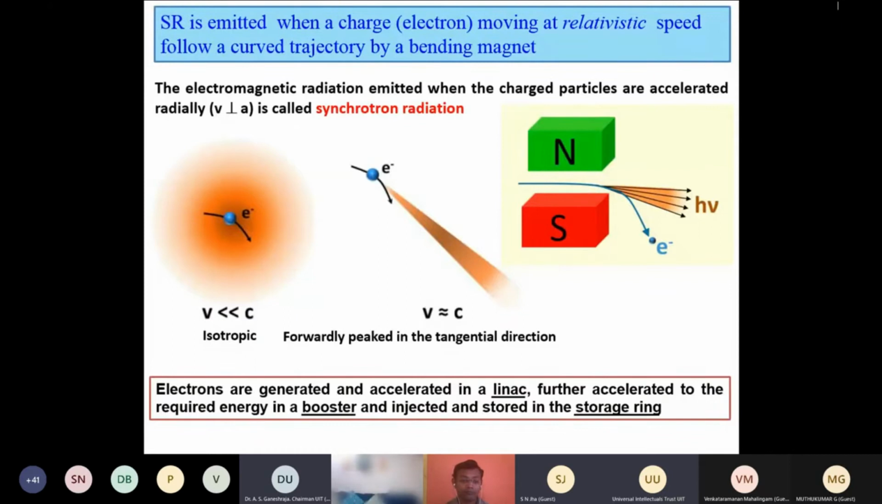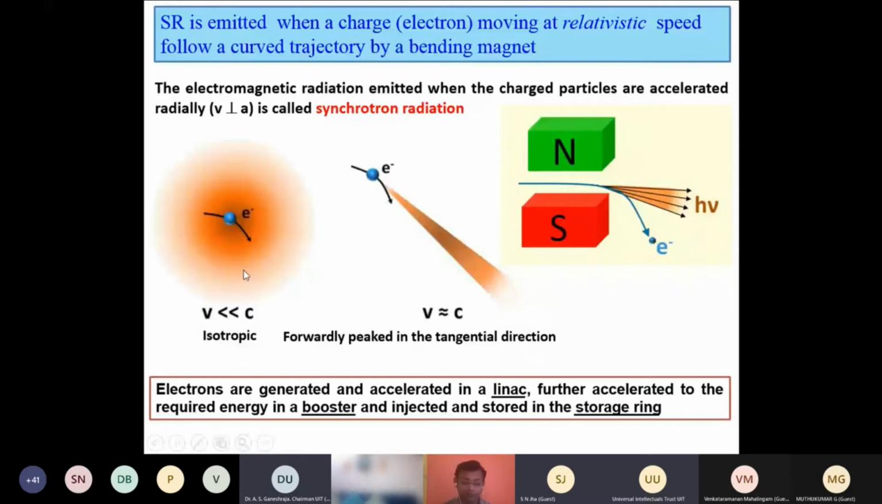Basically, synchrotron radiation is emitted when a charge, normally an electron, moving at a relativistic speed follows a curved trajectory through a suitable bending magnet. That radiation is called synchrotron radiation. This is a very old, well-understood theory of electromagnetic radiation: any charged particle, when accelerated or decelerated, emits radiation. When the speed of the charged particle is much less than c, its radiation is isotropic, as you can see here.